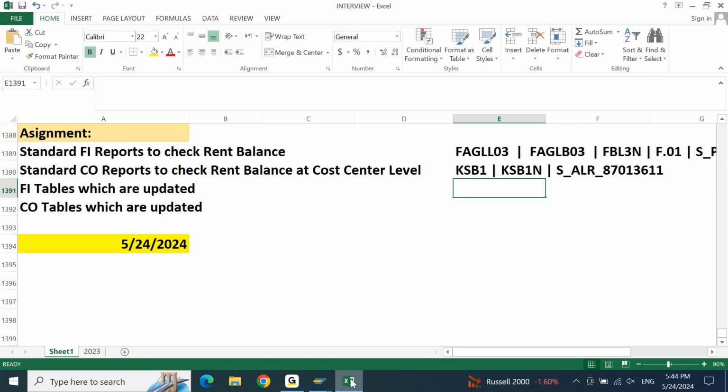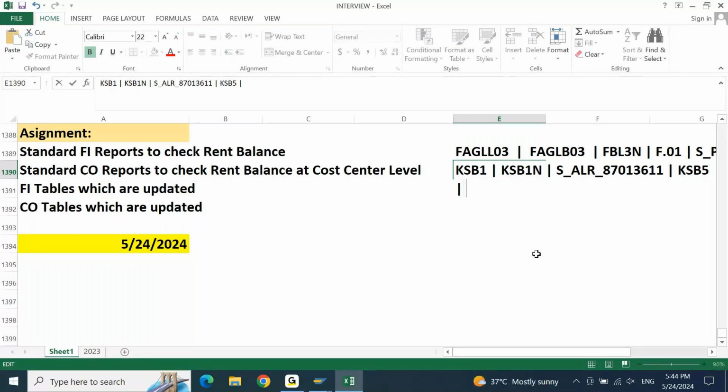KSB5. Okay. KS13. We are not talking about master data reports. We are only talking about the transactions. Okay. There is one more, KSBP. Okay.